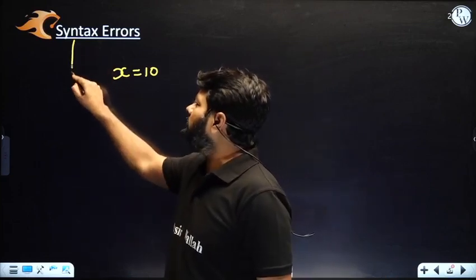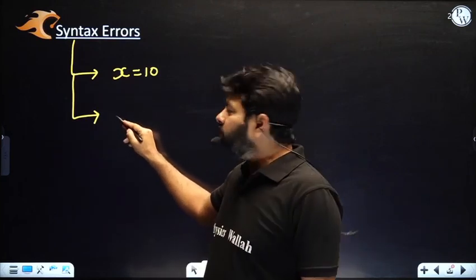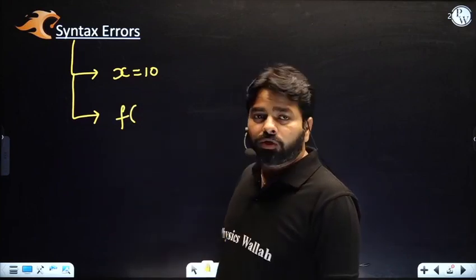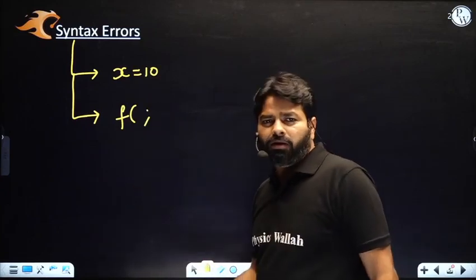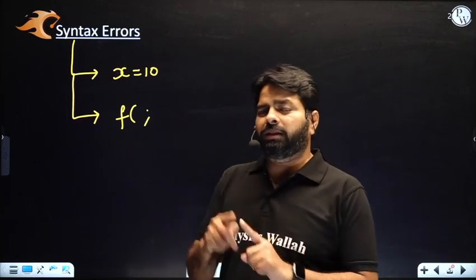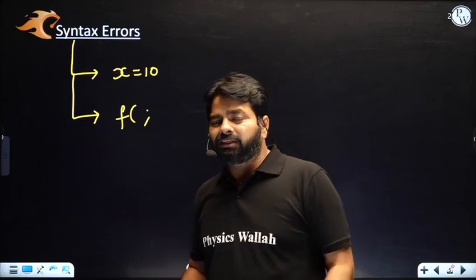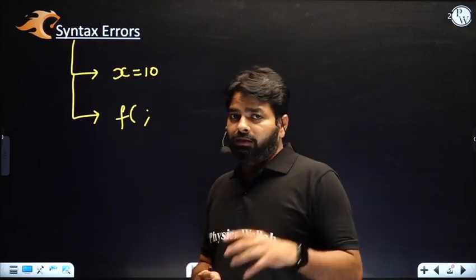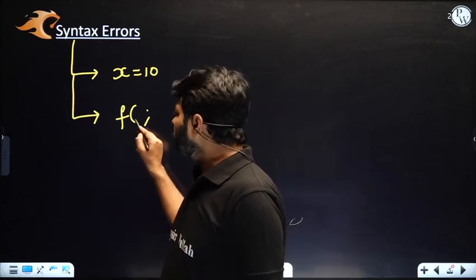I'm just saying, what are the possible syntax errors? Sometimes you might be calling a function, but you forgot to mention the closing parenthesis and you put the semicolon. That means this is not proper code. When you have an open parenthesis, there should be a closing parenthesis to balance it. So the balanced parentheses, square brackets, or curly braces are all going to be verified in syntax. It is also a syntax error.